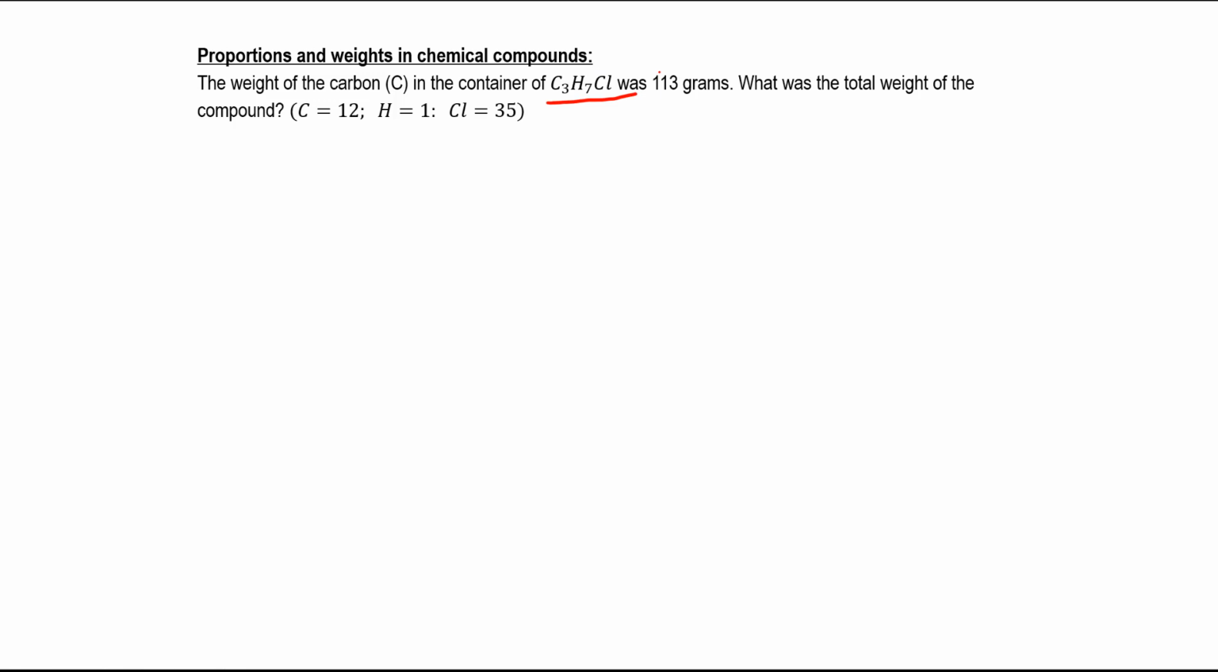So this has 3 atoms of carbon, 7 of hydrogen, and 1 of chlorine. And then they give you the atomic weights for each element in that compound. They tell us that the weight of the carbon in the container of this molecule is 113 grams, and they want to know what the total weight of the compound is. So the proportion we're going to be setting up is the amount of carbon over the total. We want to find out what the total weight is if we know the weight of the carbon, which is 113 grams. So 113 for the carbon, and then we're looking for total.